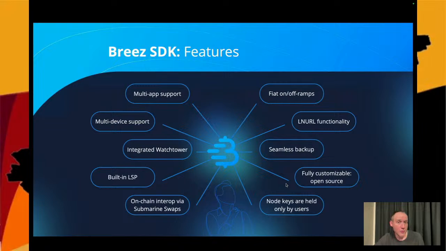Yeah, and LNURL functionality. And a big one that we launched recently is fiat on and off ramps, or we had a fiat on and off ramp before, but now we also have fiat link, which is a protocol that multiple fiat on and off ramps can implement, so you can seamlessly use a fiat on and off ramp inside your Lightning application.